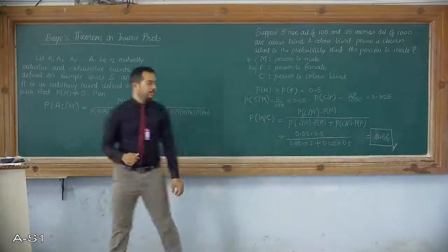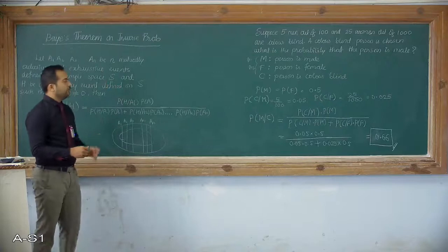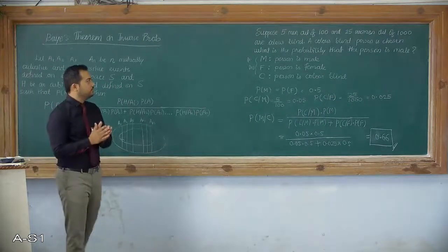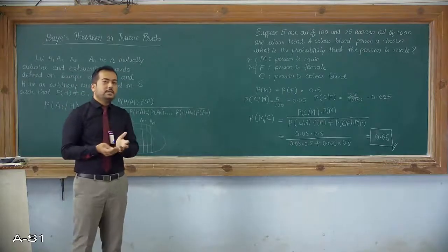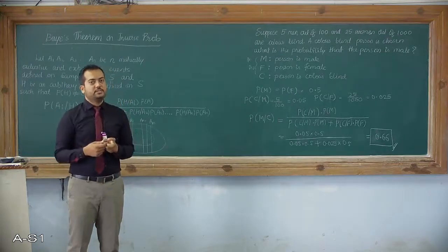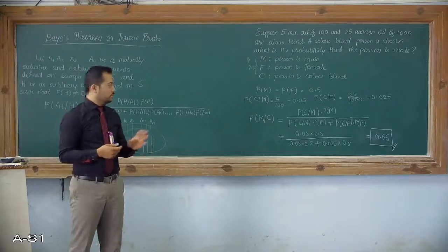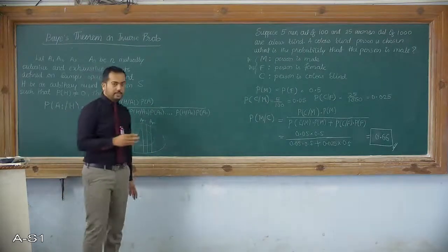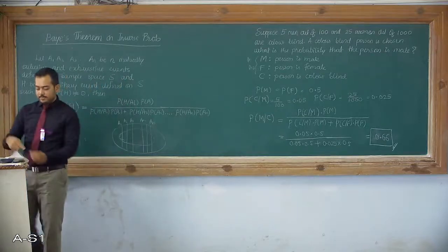So the final probability we have calculated is 0.66. So when we choose a colorblind person, there is a 66% chance that the person is male. This is the meaning of this entire calculation. So I hope you have understood this example. Similar such examples.